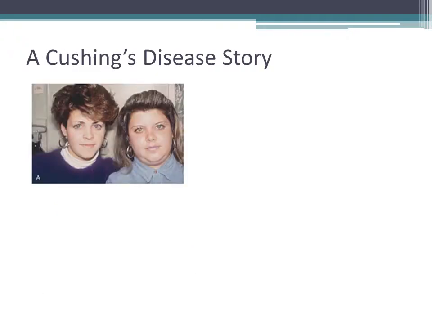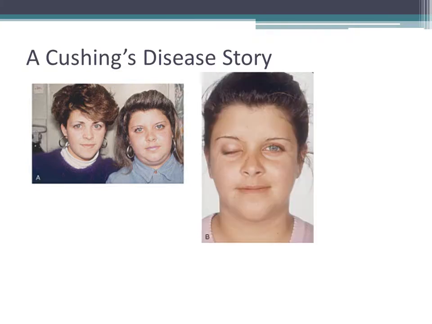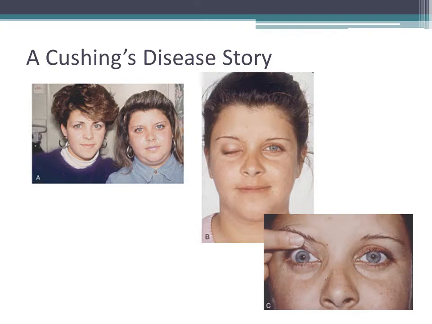So this is a Cushing disease story. Twin sisters, and the one on the right has features suggestive of Cushing syndrome. The tumor in this patient was not identified, and the treating physician reverted to bilateral adrenalectomy. Several years later, she presents with this picture. She has ptosis and mydriasis, indicating cranial nerve entrapment.